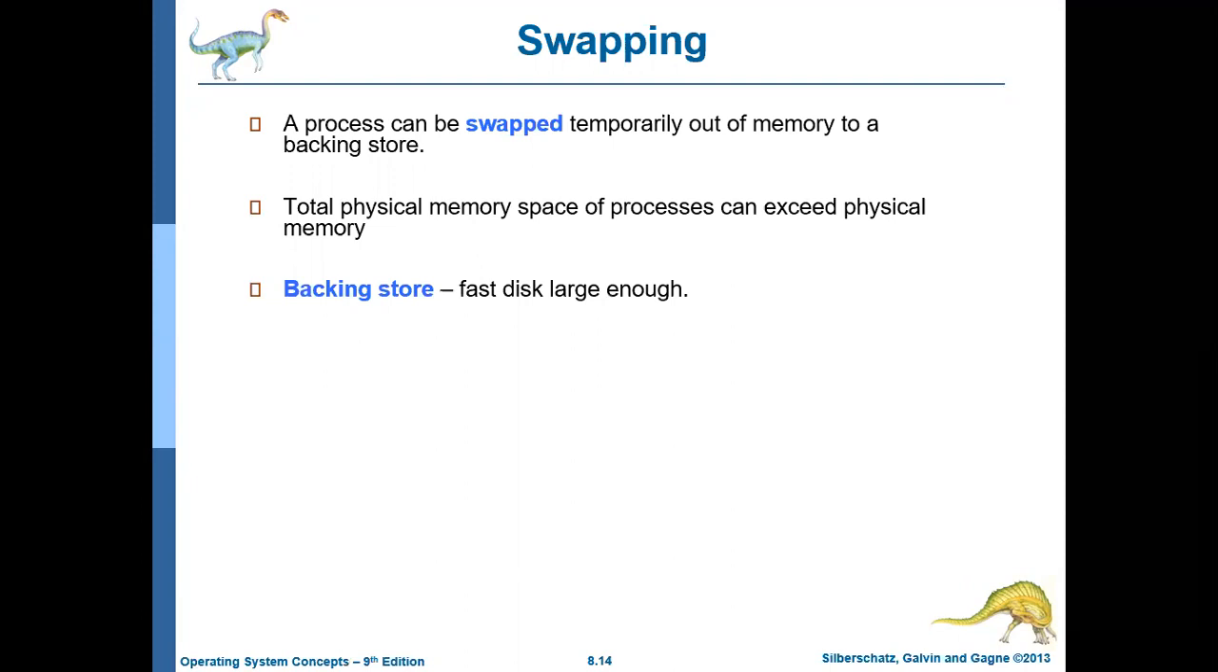By swapping, the degree of multiprogramming can be improved because now the total physical memory space of all processes can exceed the physical memory that is available. The RAM, the main memory, may be limited, but the number of processes that you want to execute may be more than that. That can be done by swapping. You need not keep all processes in the memory. You keep only a limited number of processes in the memory, and depending on the requirement, keep swapping. So the degree of multiprogramming is achieved.